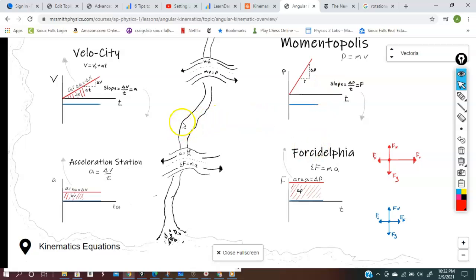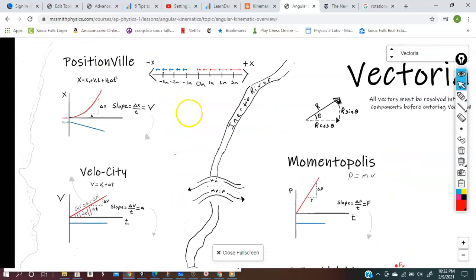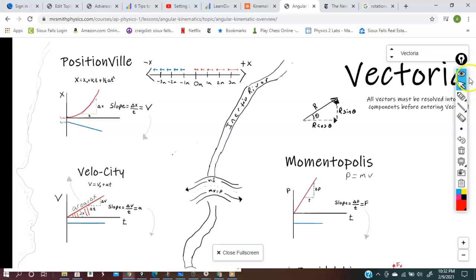Force of Delphi and Momentopolis are beyond the scope of this unit right now, so we are going to leave those alone for the time being.